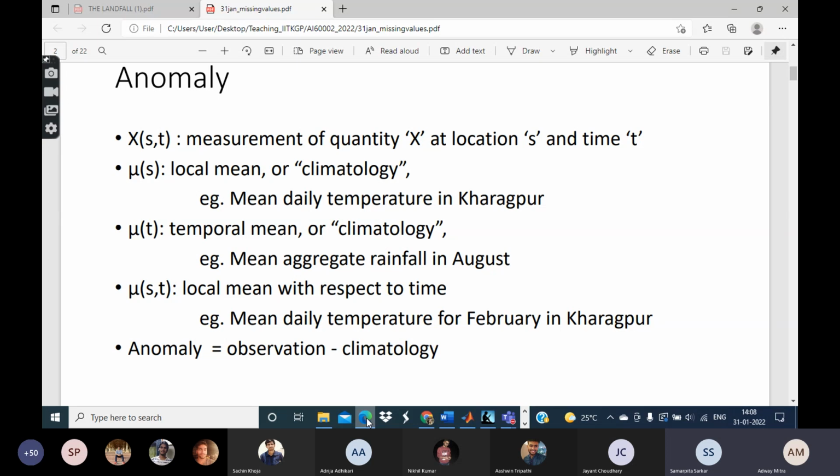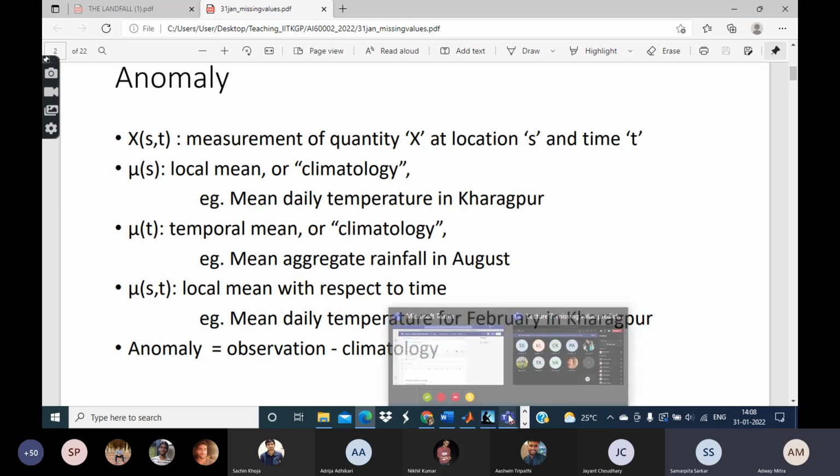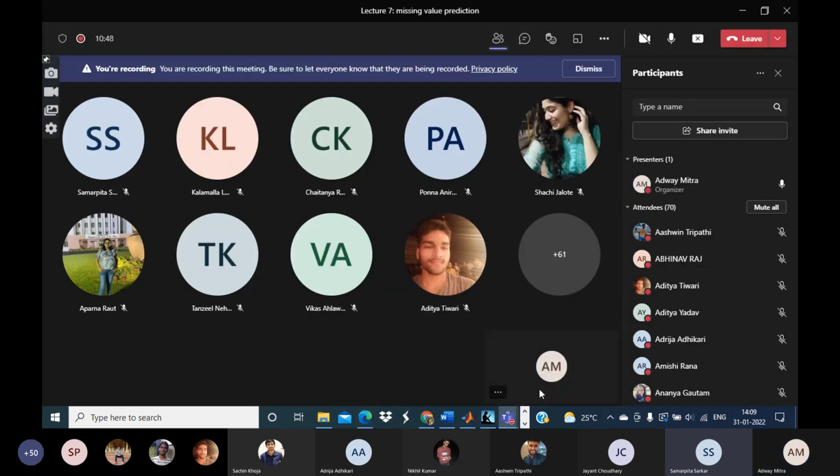Those of you who have done machine learning projects would have heard of anomaly detection, right? So can anyone mention any application of anomaly detection which you may have come across in any project? Yes, anomaly detection. Anyone is familiar with the idea? Yes.